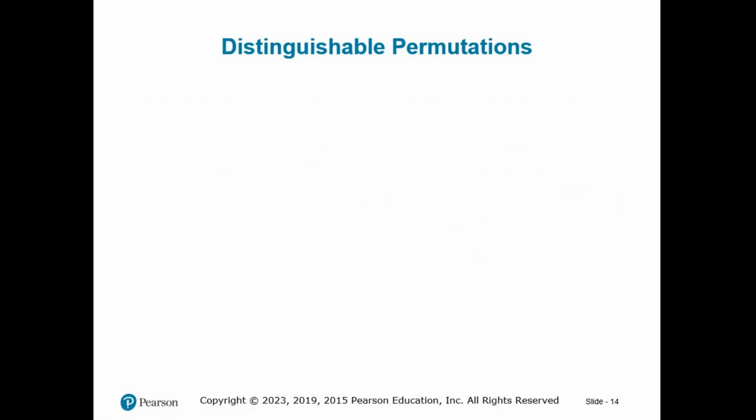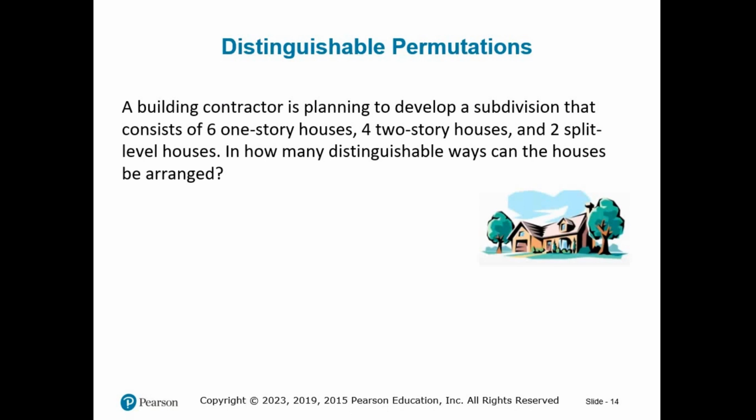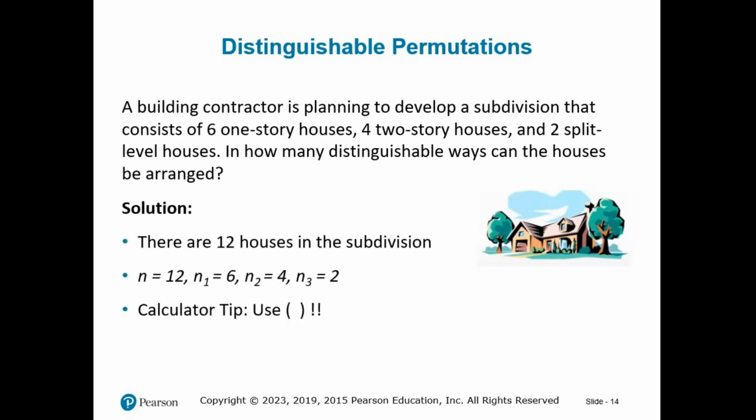A building contractor is planning to develop a subdivision that consists of 6 one-story houses, 4 two-story houses, and 2 split-level houses. In how many distinguishable ways can the houses be arranged? Okay, so there are 12 houses total, so that is my n. But what are my other numbers? Well, for n sub 1, I'd have 6 for the one-story house, right?